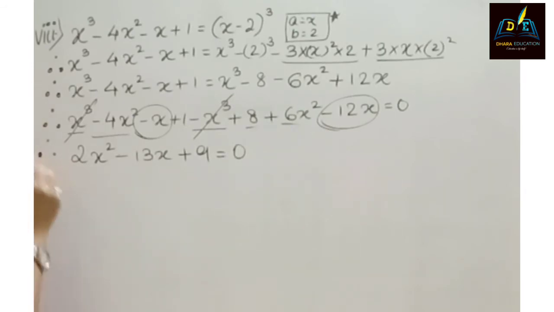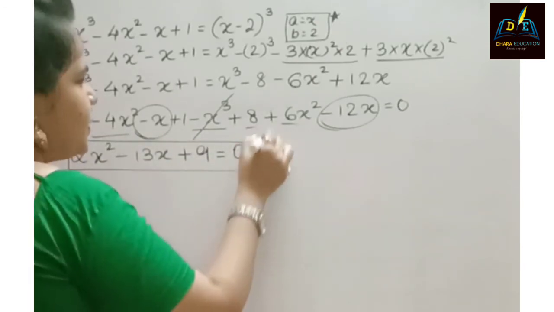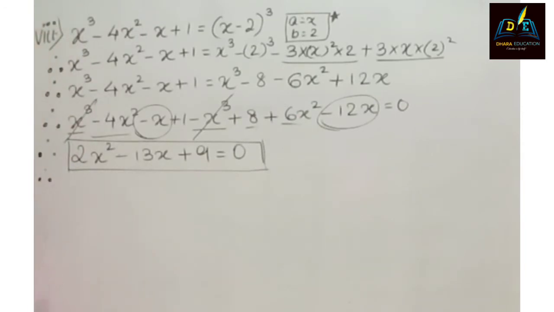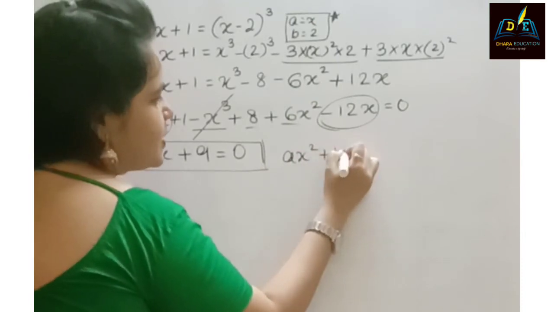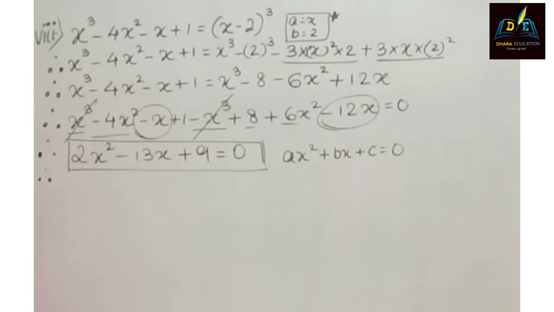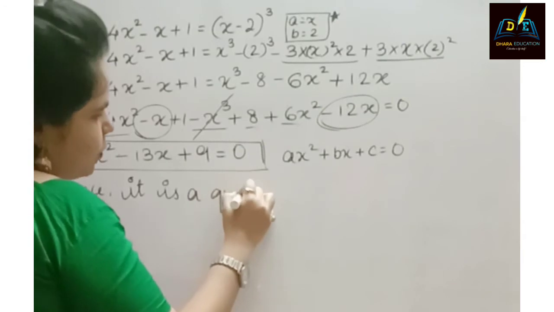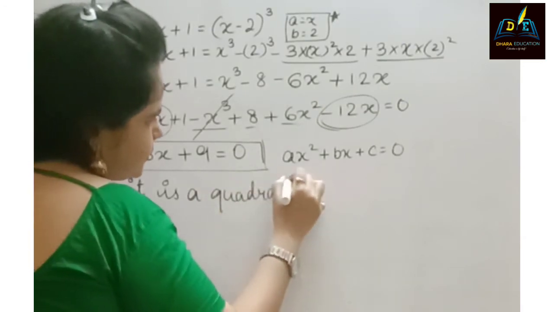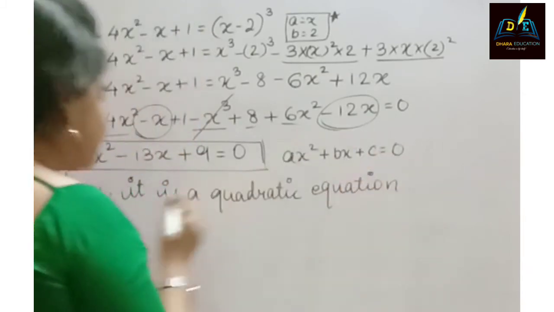So the next step, here is the final step. Now we need to compare it as per the standard rule, that is ax square plus bx plus c is equal to 0. So is it fulfilling all the terms over here? Yes, it is. So hence we can say that it is a quadratic equation. It is as simple as that.